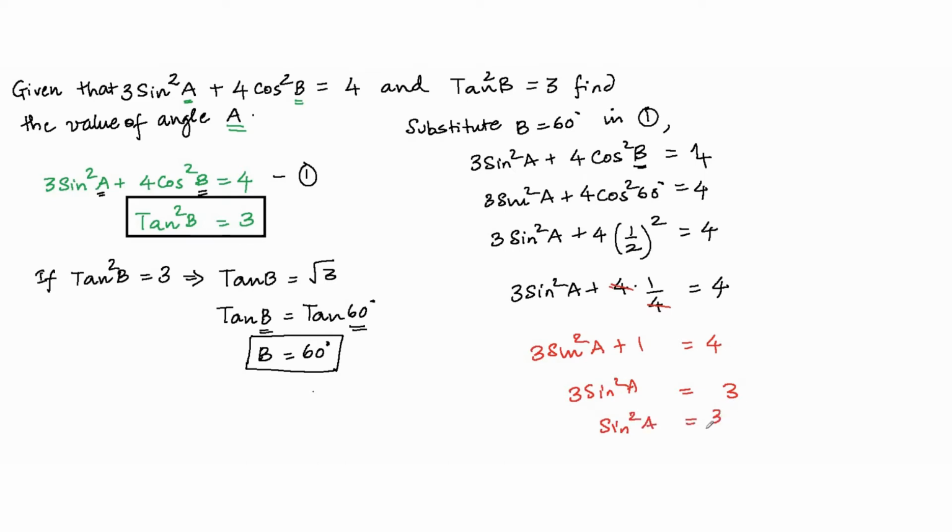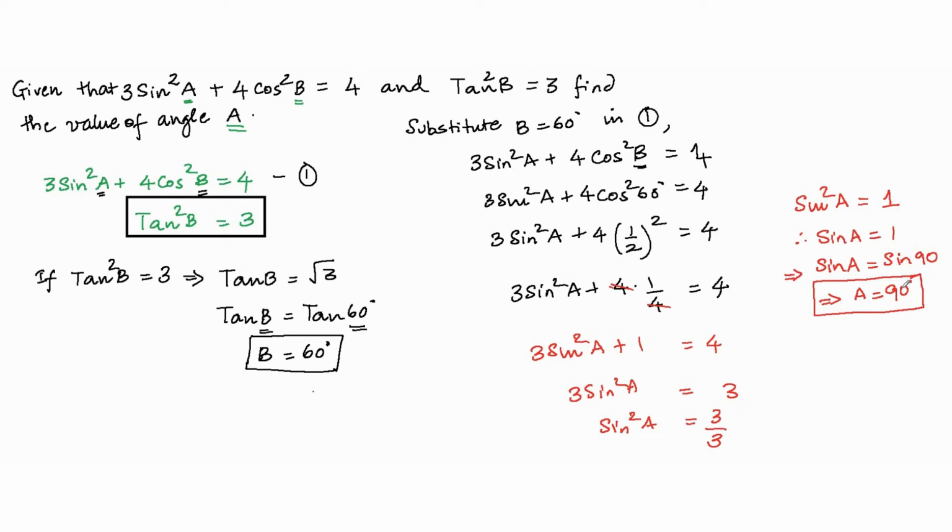is equal to 3 divided by 3, which means sine square A should be equal to 1. Taking square root on both sides, I get sine A is equal to 1. Now I am trying to remember which value of A has its sine value equal to 1. From the sine row, sine 90 is equal to 1, which means if sine A equals sine 90, then the value of angle A has to be 90 degrees. So this is how I solve this particular question.